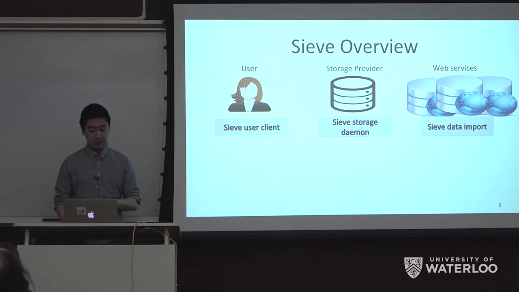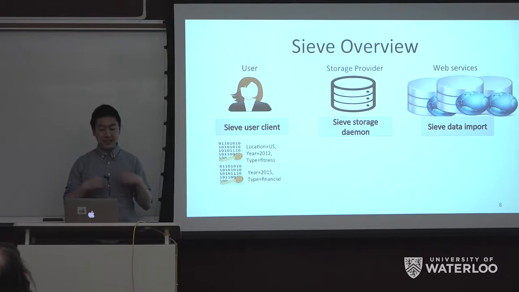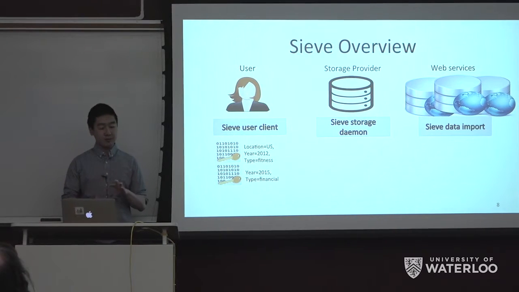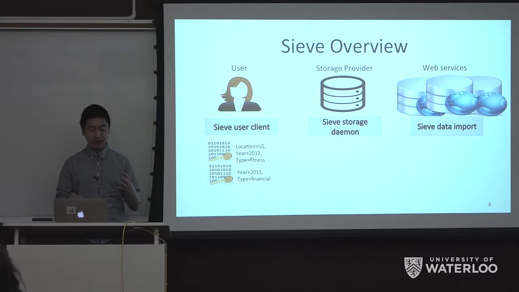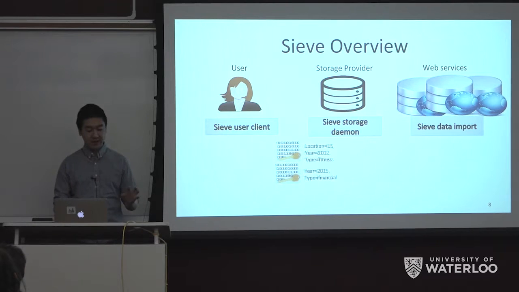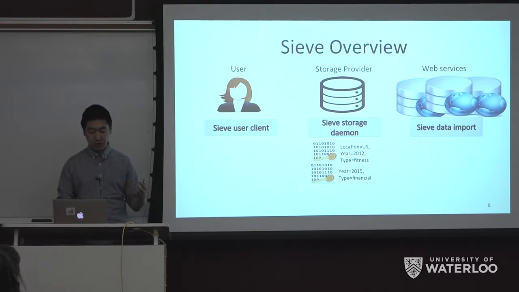First, the user, using the Sieve user client, tags and encrypts her data with attributes that represent access for future web services. For example, location equals US, year equals 2012, and type equals fitness, and sends this data to the storage provider. This data can either be generated by the user directly or by a device like a wearable and uploaded to the storage provider.